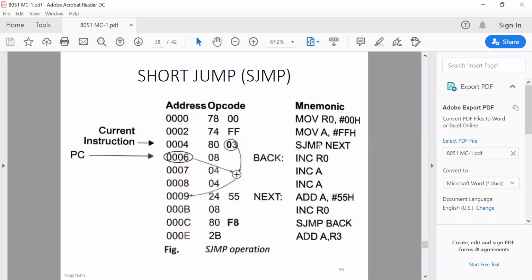Now, how can you know what will be the address of this instruction? When the microcontroller fetches this instruction, after fetching it, the program counter will point to the next instruction address, which will be 0006 in this case. Now, you have to calculate what will be the address of this one. This is a 1-byte instruction, so this is 6. So next is 0007, 0008, and this will be 0009.